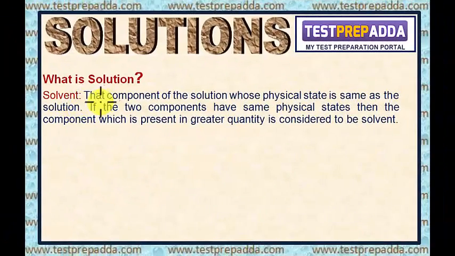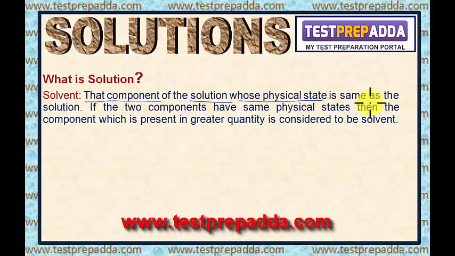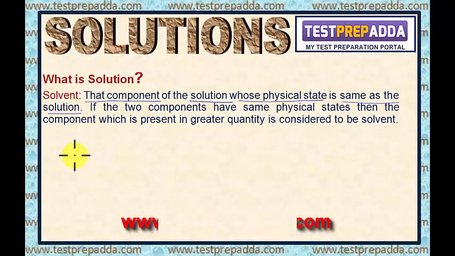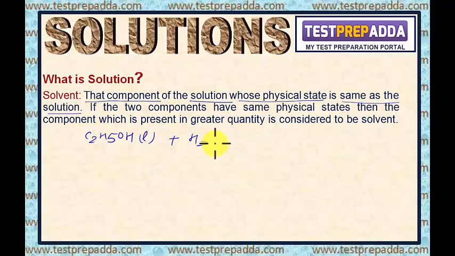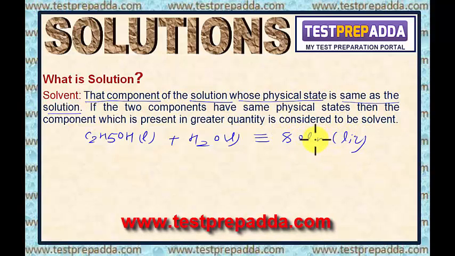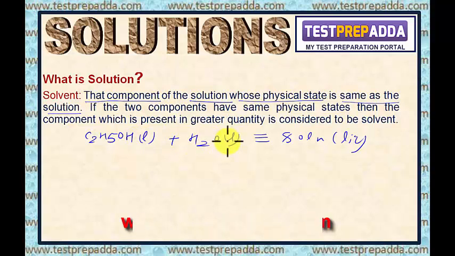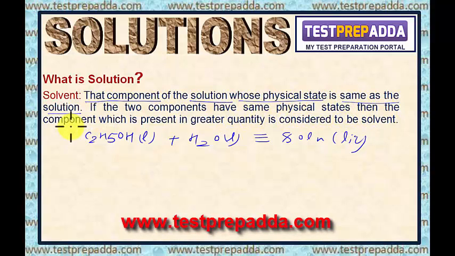So what is the conclusion? Solvent is that component of the solution whose physical state is the same as that of solution. But many times what happens, if you mix C2H5OH, that is liquid, with water, that is again liquid, what will be the physical state of the solution? It will be liquid. So if the two components have the same physical states, then how to decide solute and solvent? Here I have written, if the two components have same physical states, then the component which is present in greater quantity is considered to be solvent.